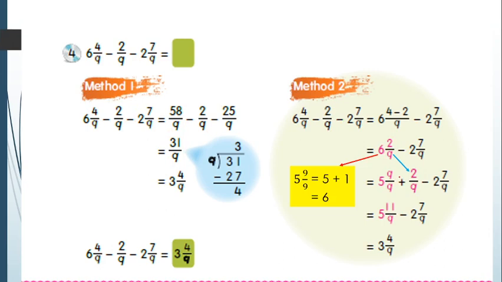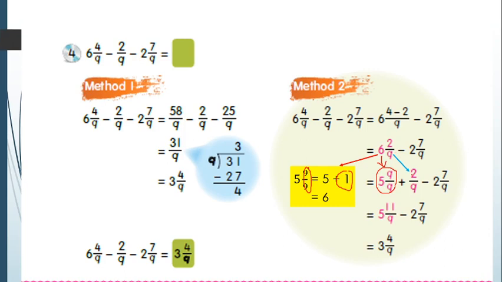What is happening here is 6 is equal to 5 9/9. 9/9 is equal to 1. Why do we use 9/9? Because the denominator is 9, so we want to have the same denominator. So 6 is equal to 5 9/9, because 9/9 is equal to 1, so 5 plus 1 equal to 6.